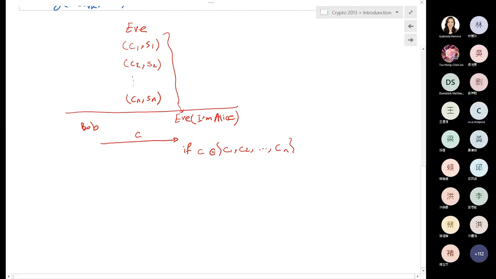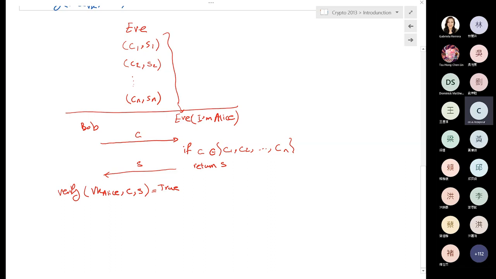if this is the case, then return some S that we have in our table. So then he would just return that S. And the verification algorithm would of course hold true, because this pair has appeared somewhere in the past in the history. So if Bob runs verify with the verification key of Alice, the challenge and a signature, this would become true, because the server really did this computation at some time in the past.